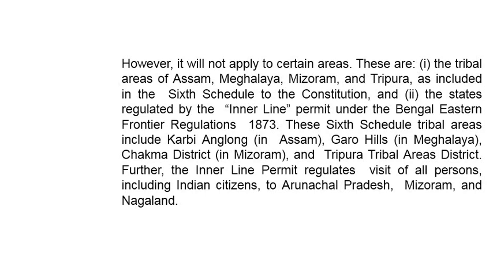However, it will not be applied to certain areas. These are the tribal areas of Assam, Meghalaya, Mizoram and Tripura, as included in the 6th Schedule of the Constitution. Second, the states regulated by the Inner Line Permit under the Bengal Eastern Frontier Regulation 1873. These six scheduled tribal areas include Karbi Anglong in Assam, Garo Hills in Meghalaya, Chakma district in Mizoram and the Tripura tribal areas district. Further, the Inner Line Permit regulates the visit of all persons, including Indian citizens, to Arunachal Pradesh, Mizoram and Nagaland.